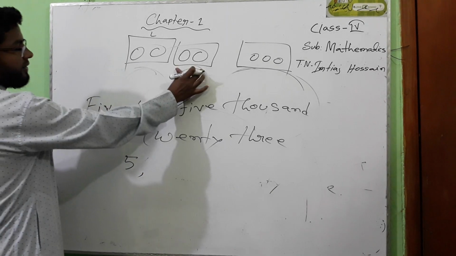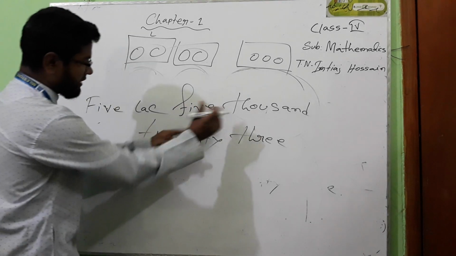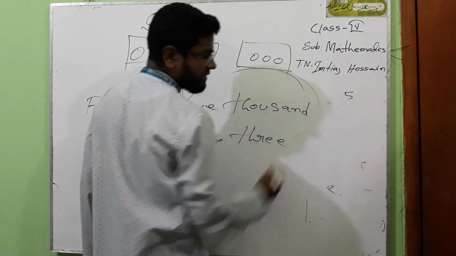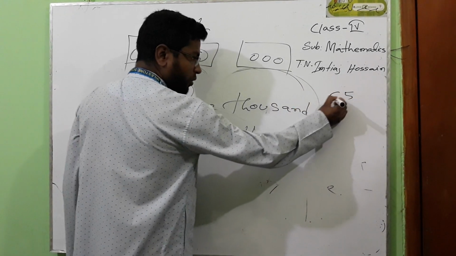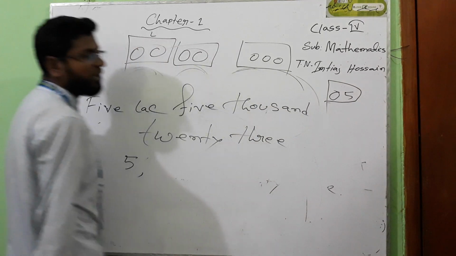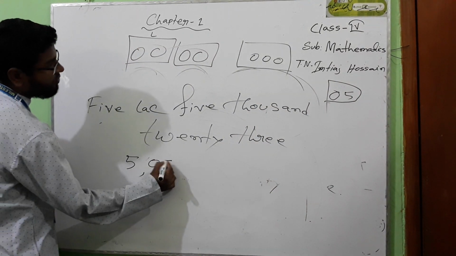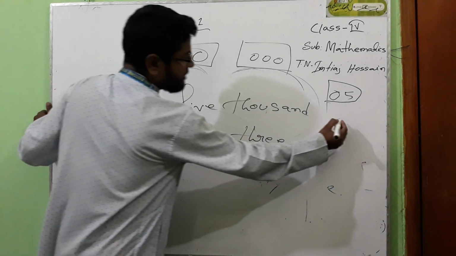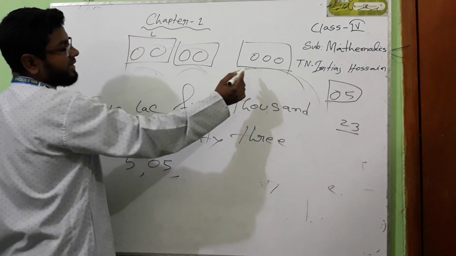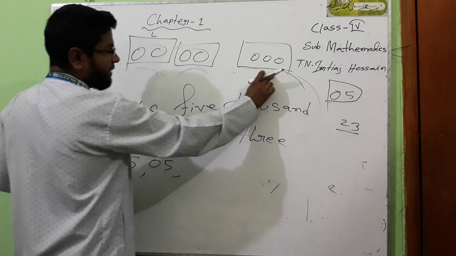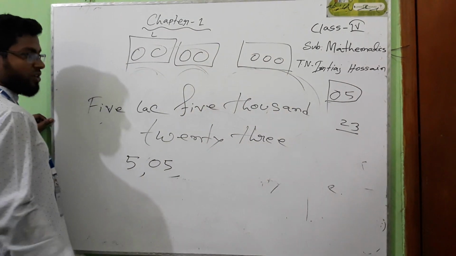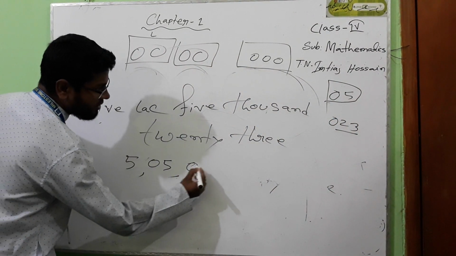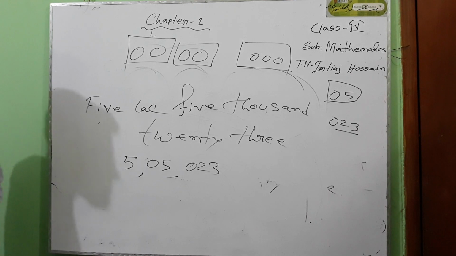Then the 1000 column. How many 1000? 5000. But this is 2 digits. The 5 I can write, it is 1 digit. I have to put 1 digit here. Then it becomes fully 2 digits. 0, 5. 23. I write 23 as this is 1. But here I need to fill up 3 digits. For making 3 digits, this side we will put 0. So what will be here? 0, 2, 3. Have you understood?